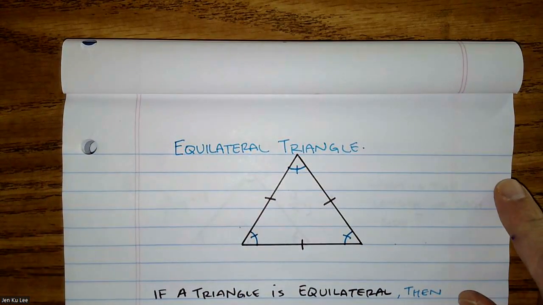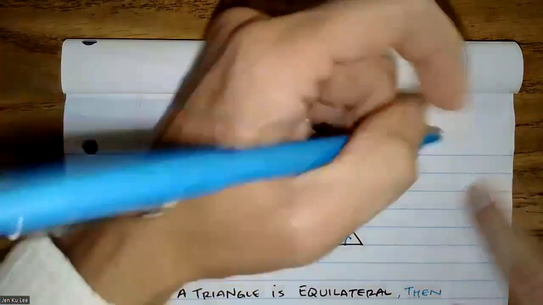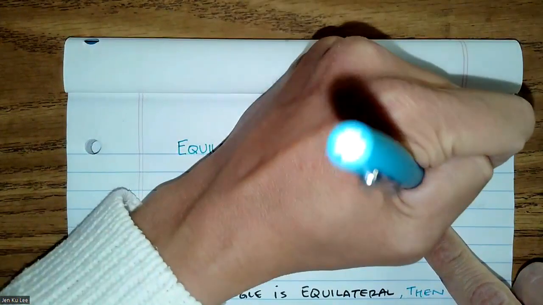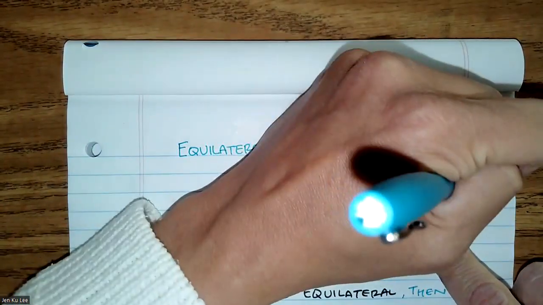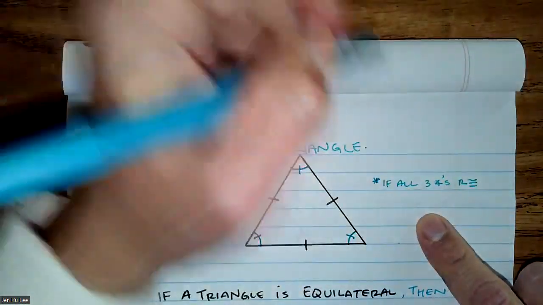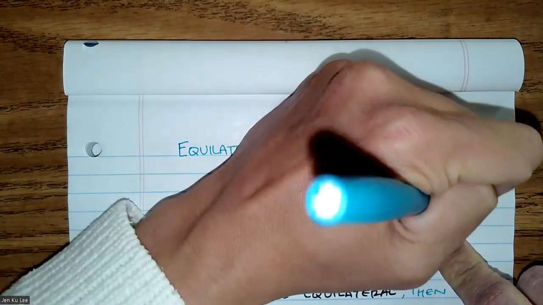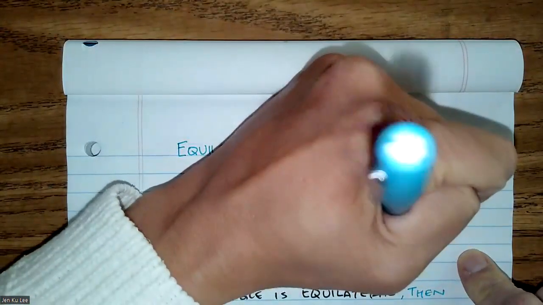If all three angles are congruent, then it's an equiangular triangle.